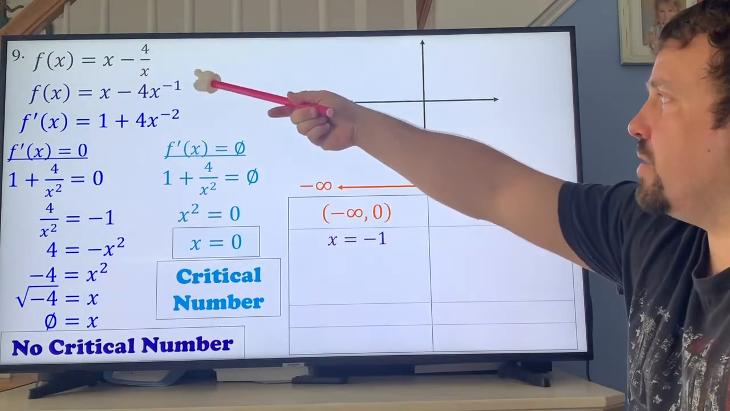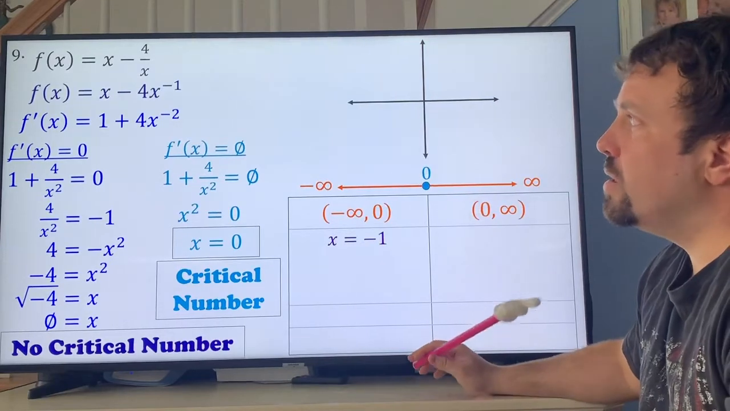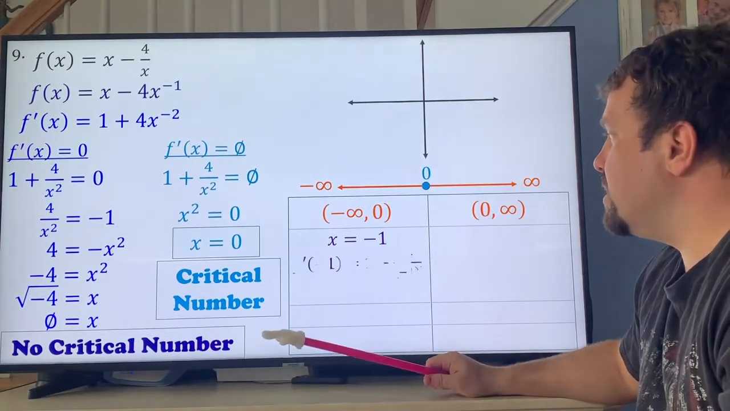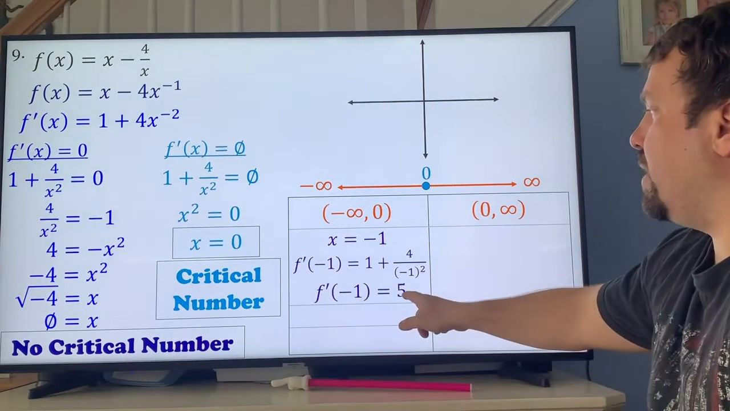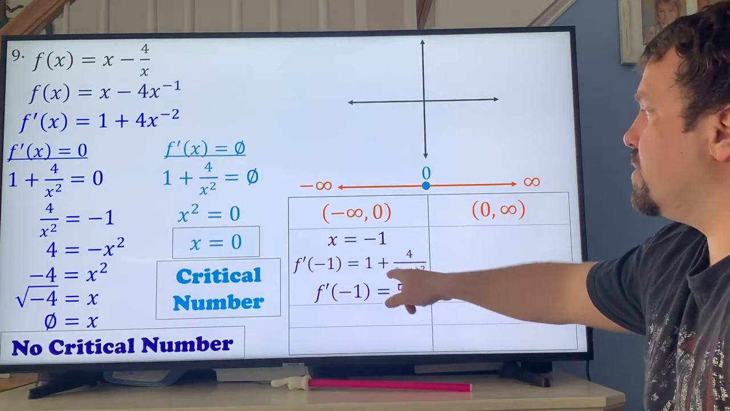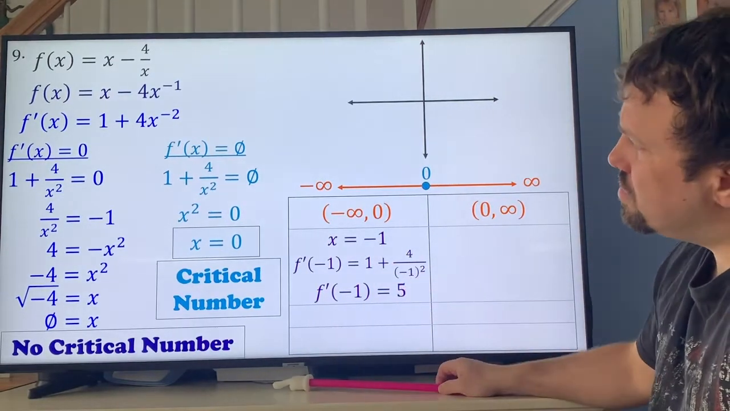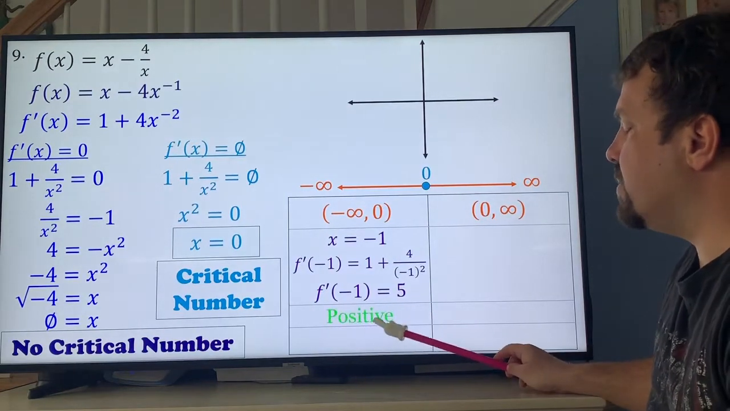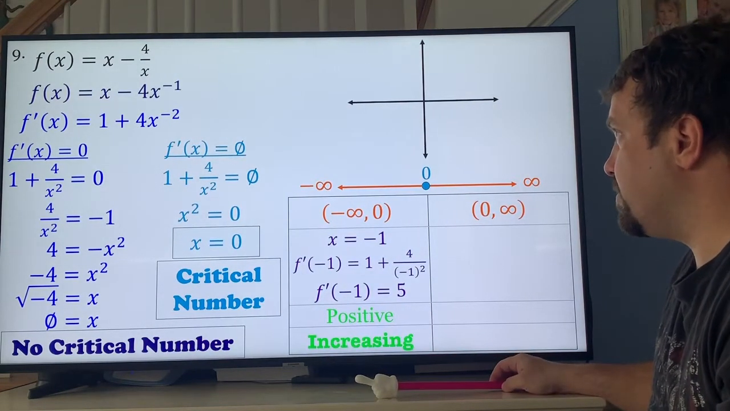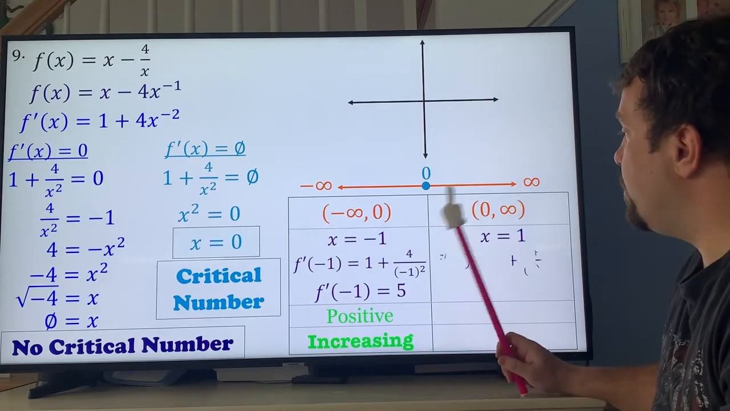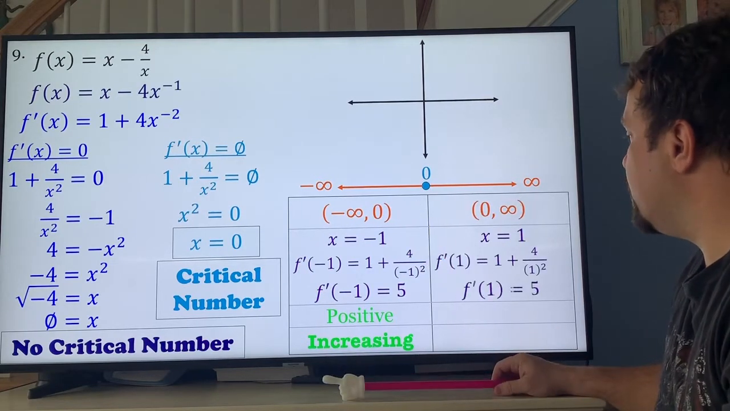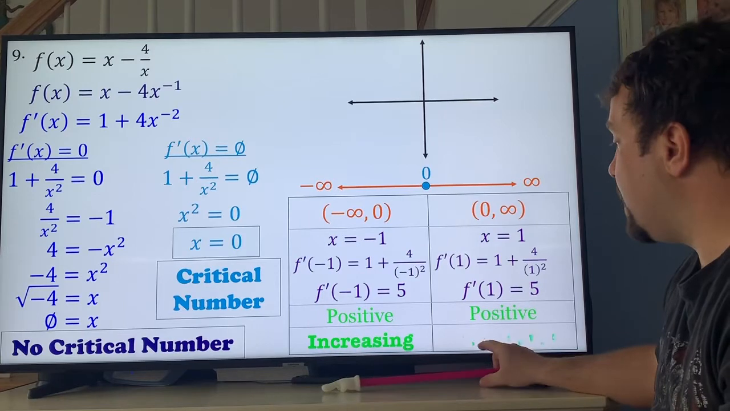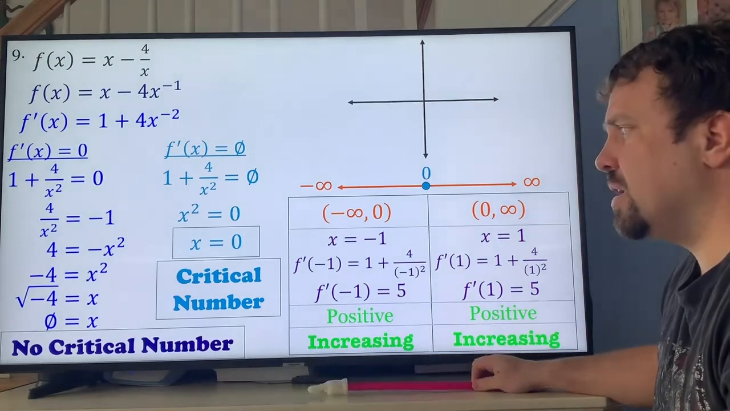Type in -1. -1 minus 4 over -1. So -1 plus 4 is 5. Or sorry, positive 1 plus 4 is 5. -1 plus 4 is 3. That should say 3. Anyway, it's still positive, which is increasing. All right. Take 1. You got 1 plus 4 is 5. Also positive. It's also increasing.